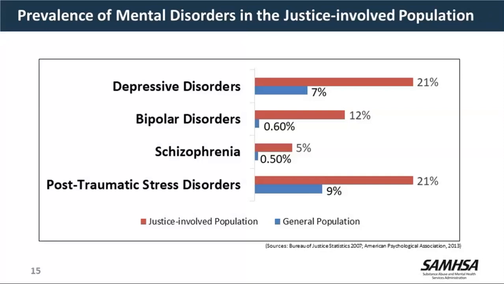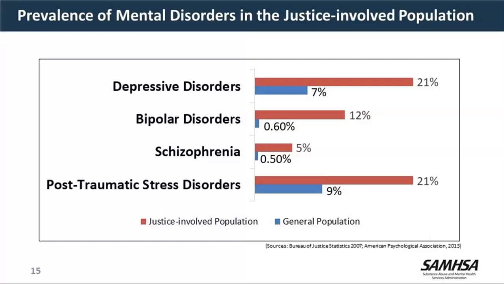The next two are somewhat, I don't know if I want to say staggering, but just the jump from the general population to justice-involved persons is pretty radical, very significant here. So what we start to see with persons with bipolar disorders is that number increases almost 24-fold as we move from the general population into justice-involved populations. As we look at persons diagnosed with schizophrenia, again, we look at a 10-fold jump of about 0.5% of the general population to 5% of those persons that are justice-involved. And then finally, greater than 2 times jump from 9% to 21% when we look at post-traumatic stress disorders.